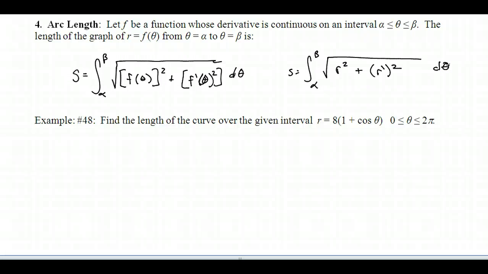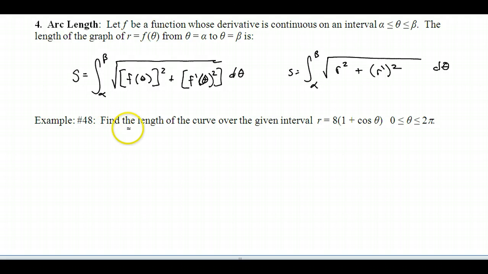With arc length, just like for rectangular and parametric, you're going to have a lot of situations where you end up using your calculator, because everything is under the radical. What we know how to integrate aside, chances are pretty good we'll have to use our calculator to solve this.